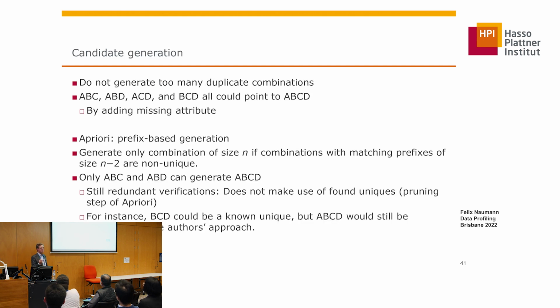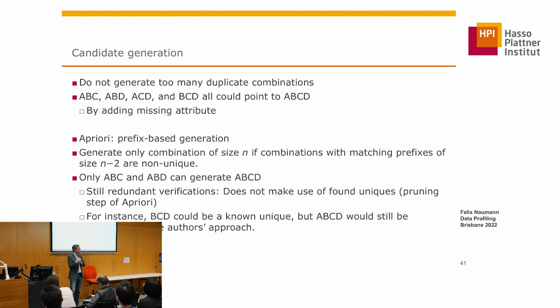So here's the basic idea. Again, this is purely the a priori idea. If you know the a priori algorithm for association rule mining, this is exactly what we're doing here. Let me just very briefly show you the idea. You don't want to generate too many combinations. So for instance, the combinations ABC, ABD, ACD, and BCD could all be used to generate ABCD by adding the missing attribute. So you've checked ABC, you've checked ABD, you've checked ACD. If you just look at one of them and say, okay, this is not unique, I'm going to go one level up, there are many ways to go up that level to find the candidate ABCD.